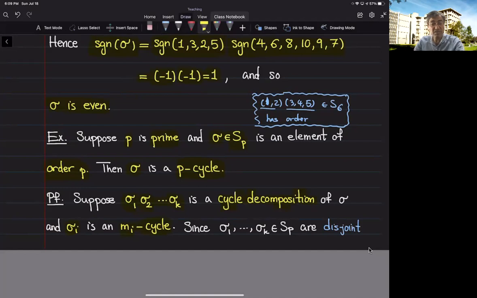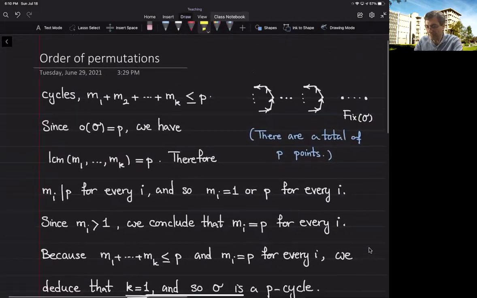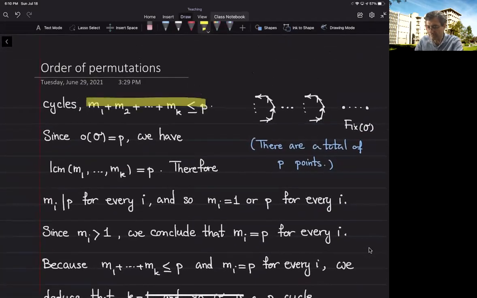Okay, because these are disjoint, when I add the m sub i's, I cannot get more integers than p. This means, because these are elements of S sub p and they are disjoint, their supports should be disjoint, and the cardinality cannot be more than p. Only elements that appear in their supports are integers from 1 to p. Therefore, the union cannot be more than that. They are disjoint. From there, I can deduce that the summation of m sub i's is definitely at most p.